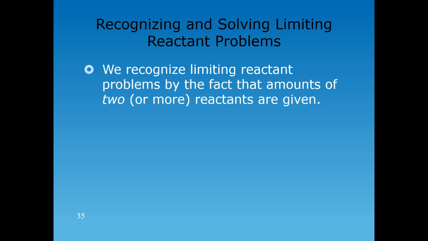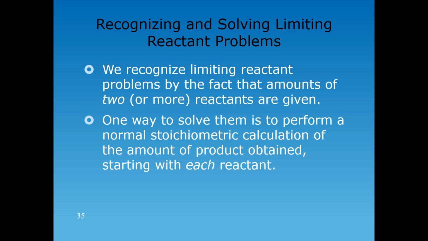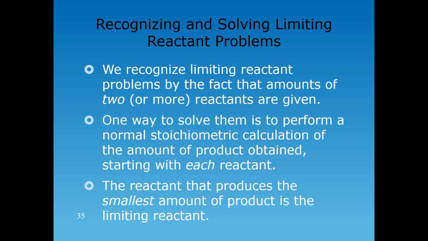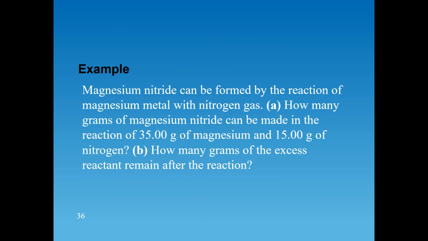So when it comes to solving these problems, it's important that you determine which reactant is limiting, right? That's a very important thing that you need to determine, because the limiting reactant is what determines how much product you expect to get, all right? So one way to solve this particular situation is to perform a normal stoichiometric calculation of the amount of product obtained, starting with each reactant, and then the reactant that produces the smallest amount of product would be the limiting reactant. And we're going to see that in this example, which I'm going to work on in the next video, all right? So until then.